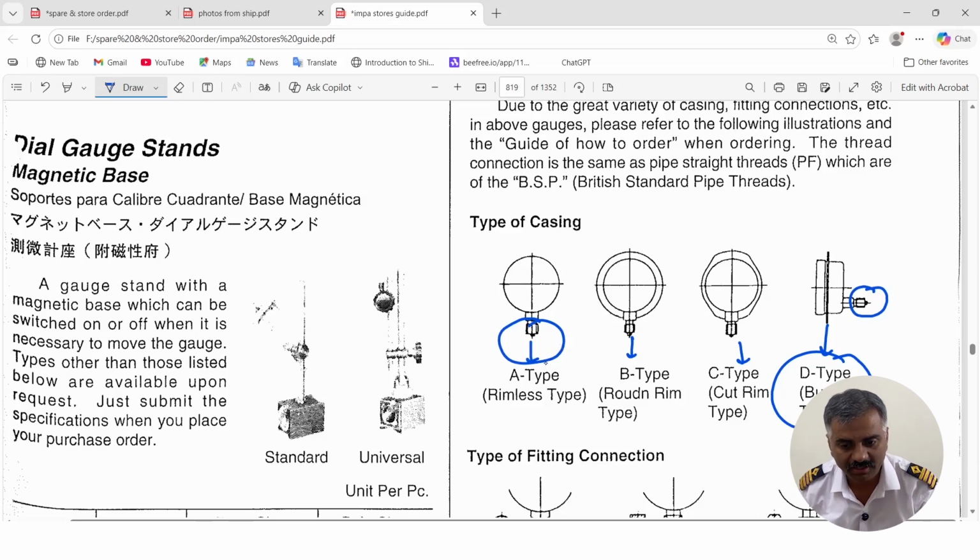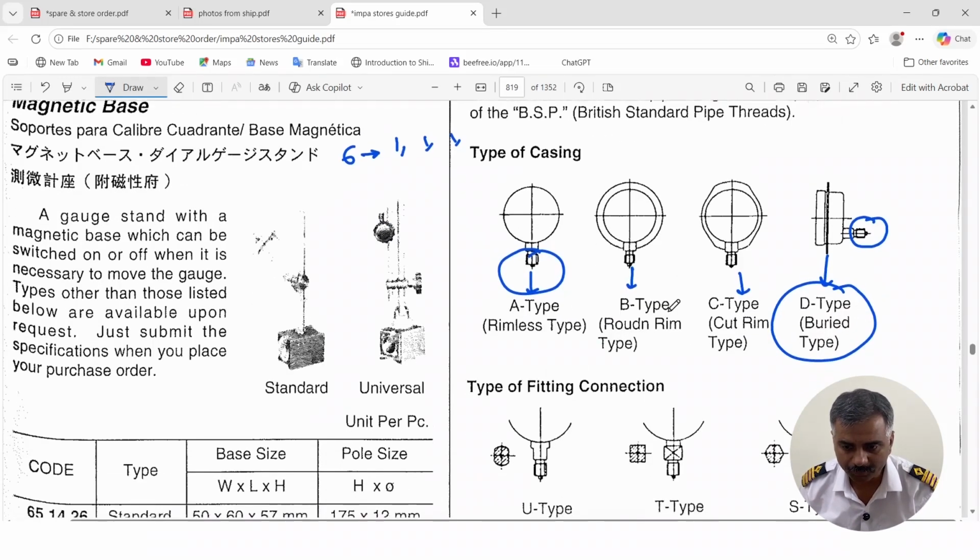So that should not become the case. You have to see which one you are ordering for which location. So better, whenever we are making a sheet for pressure gauges, say 6 pressure gauges we are needing, one for this location, one for this location, and one for this location, similarly, we have to decide which type of casing it is.